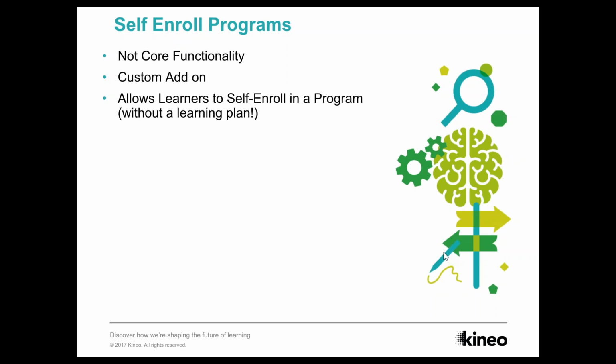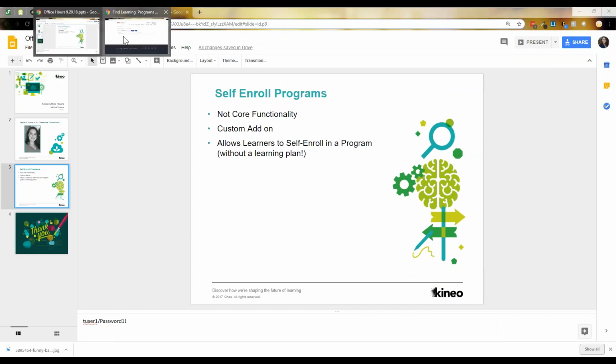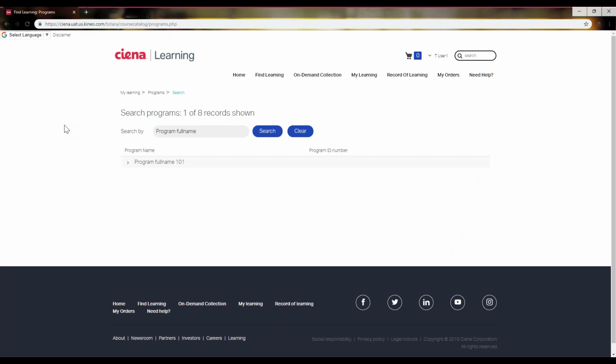So they don't have to know how to set their own learning plan up and then go and find a program, all those easy 900 steps to enroll. This one, they just go find the program, they enroll themselves. So let's take a look from a learner's perspective what that looks like first, and then we'll look at the admin side of it.